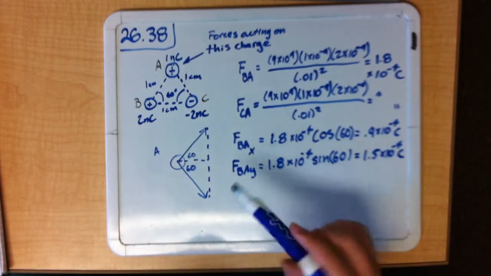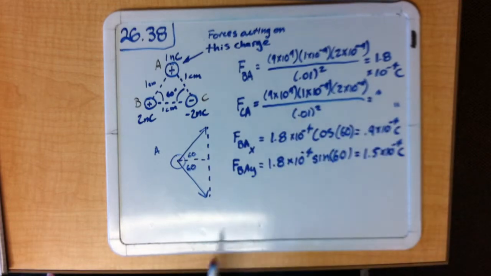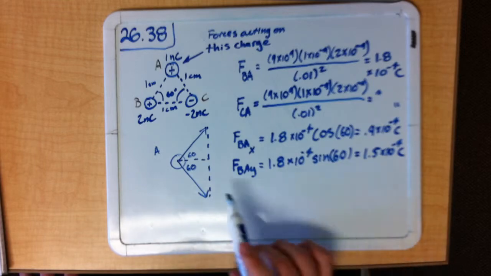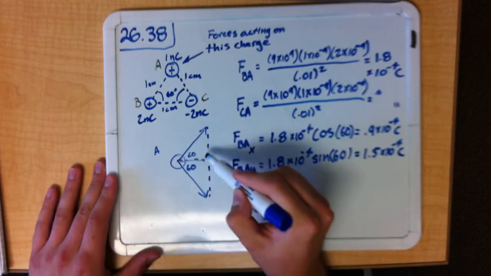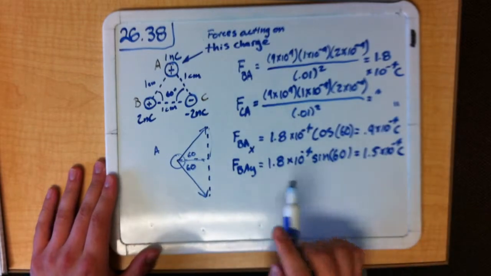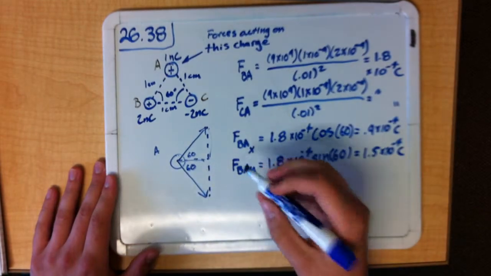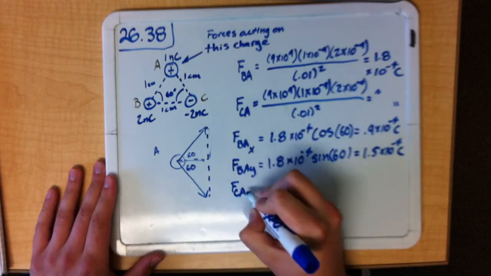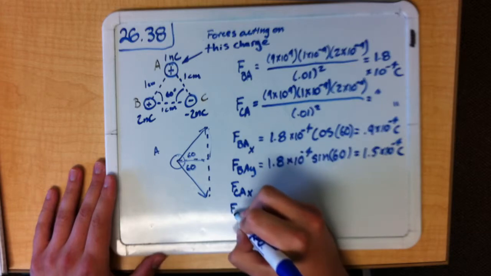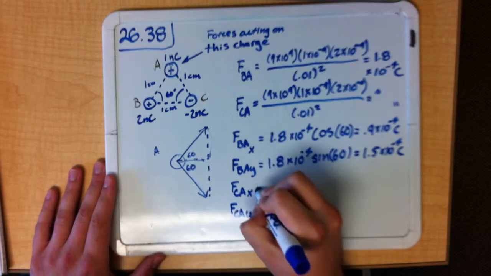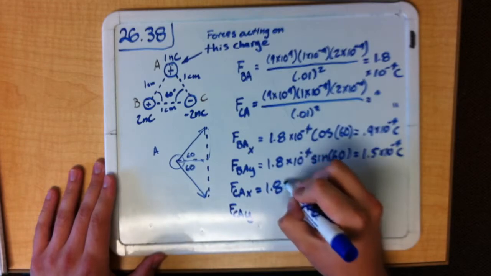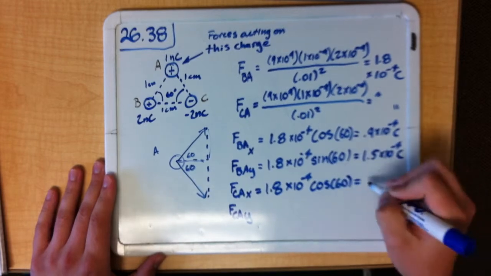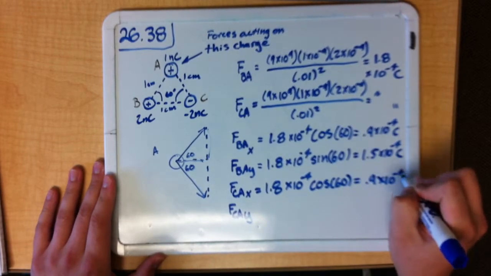And quickly pointing out, as I said before, the y components will cancel. You can see that the force from B to A in the y direction is positive in this case because it's going positive x and then positive y. In this next case, it's going to be going positive x and negative y. So we have the force of C to A in the x direction, then the force of C to A in the y direction. The x comes out to the same thing: 1.8 times 10 to the negative 4th cosine 60, and that becomes 0.9 times 10 to the negative 4th again.